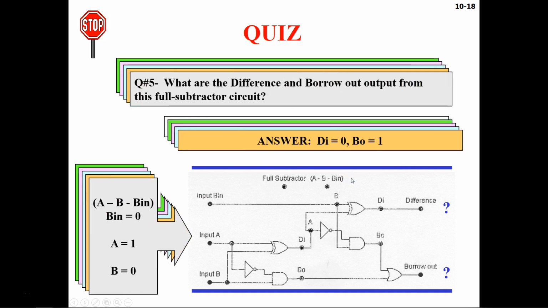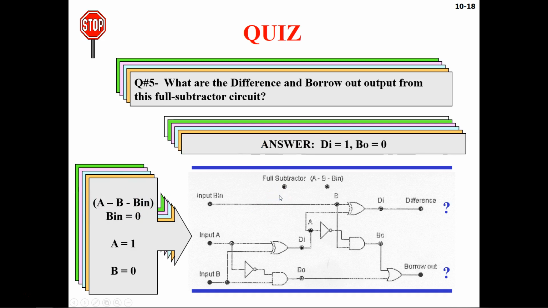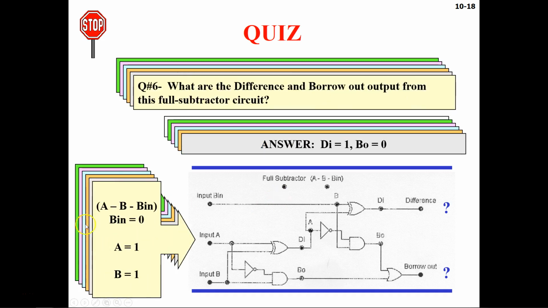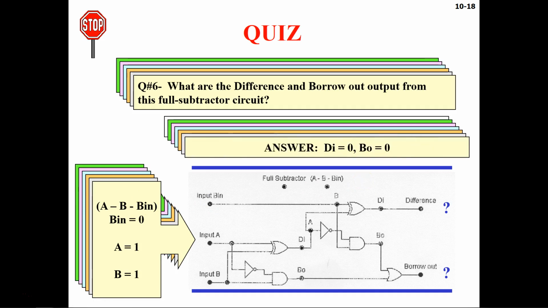And then you have A minus B minus B in, where B in is 0, A is 1 and B is 0. So 1 minus 0 minus 0. In that situation you will have difference 1, but there is no borrow. And then you have B in equal to 0, and A and B both are 1, which means 1 minus 1 minus 0. So 1 minus 1 is 0, 0 minus 0 is 0. So your difference is going to be 0 and borrow is going to be 0.